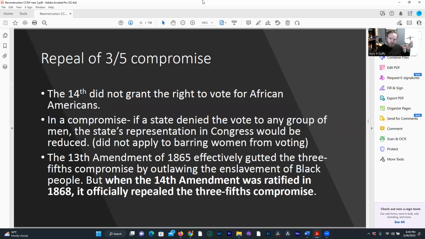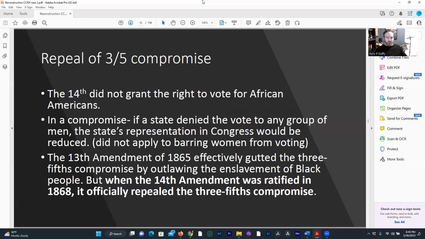So it does repeal the 3/5 compromise. It does not guarantee the right to vote for African Americans. In a compromise, if a state denied the vote to any group of men, the state's representation in Congress would be reduced. Did not apply to barring women from voting. So women are still left out of the conversation. And a lot of radicals would actually tell women's groups, it's not your turn.